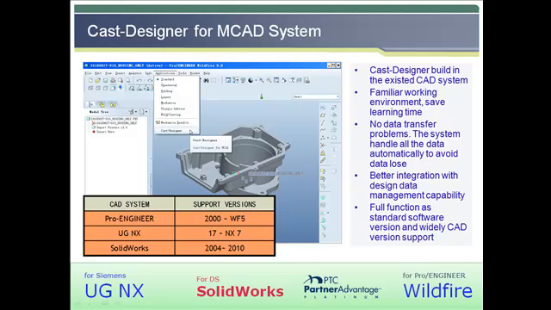With this feature, the user can work in a familiar working environment, to reduce the learning time for another software system. Also, there are no data transfer problems. The system will handle all the data exchange, to avoid any data loss. Another function, only available in the MCAD version, is the data management capability. It helps the user to manage the data version and model version.